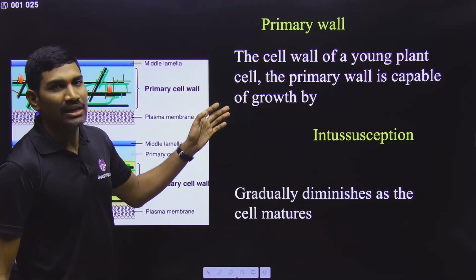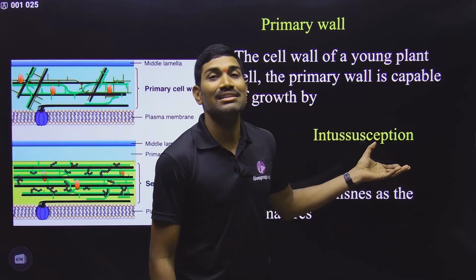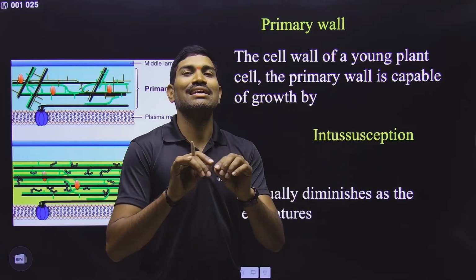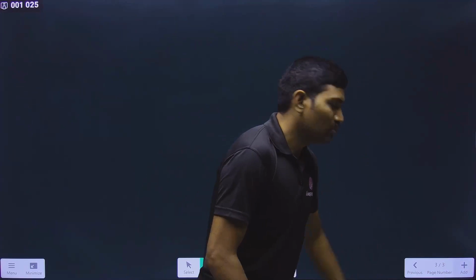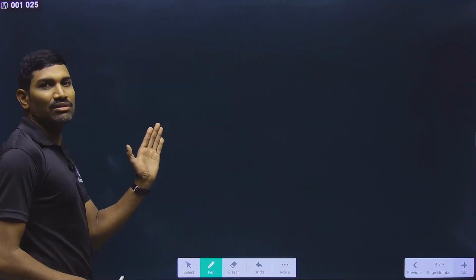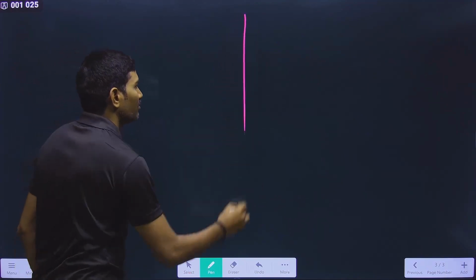Please understand this, and how it will grow. Here you just observe this. There is a word called intussusception. The primary wall will increase in length by intussusception. You need to understand two words: one is intussusception for the primary wall, apposition for the secondary wall. Now let us observe carefully here.